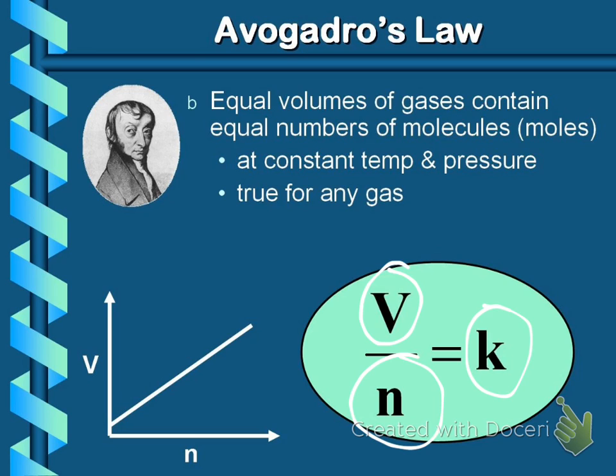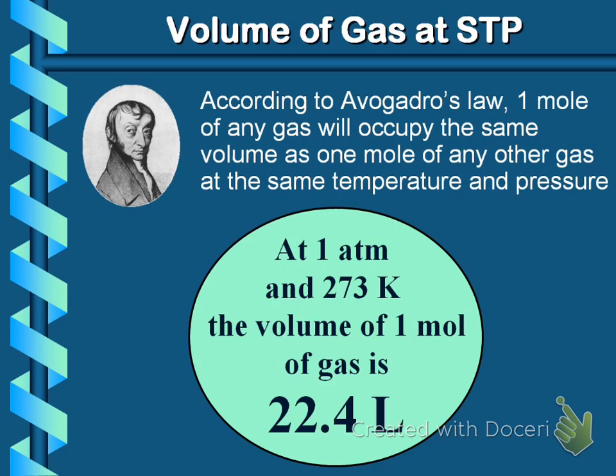And we'll talk a little bit about what that constant K becomes, but it's really not important. In fact, this equation is not important other than the fact that Avogadro was able to make graphs of volume versus molecules for different things, and was able to pretty much prove that gases follow his law. And basically, when you take this to its final resting spot, you get the volume of a gas at standard temperature and pressure. And so according to Avogadro's law, 1 mole of any gas will occupy the same volume as 1 mole of any other gas at the same temperature and pressure.